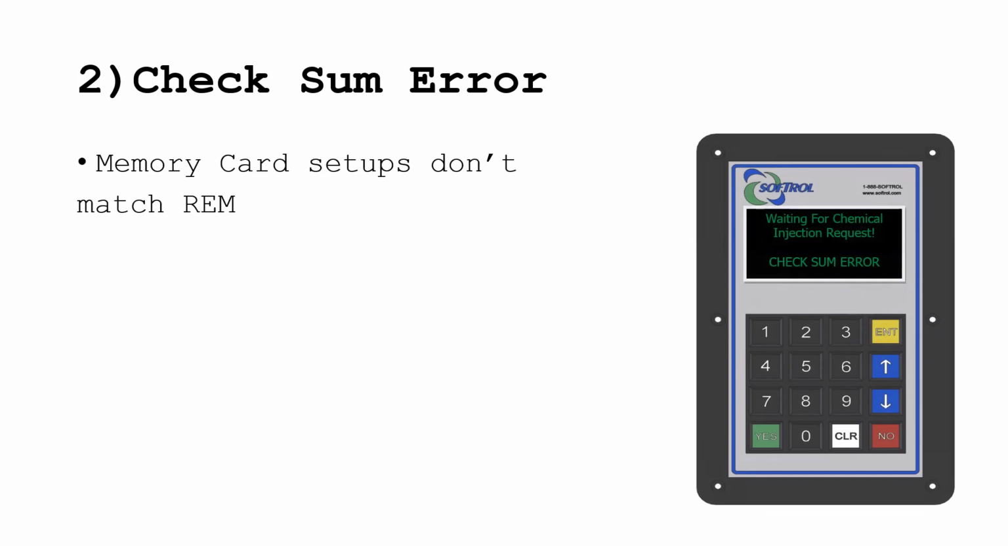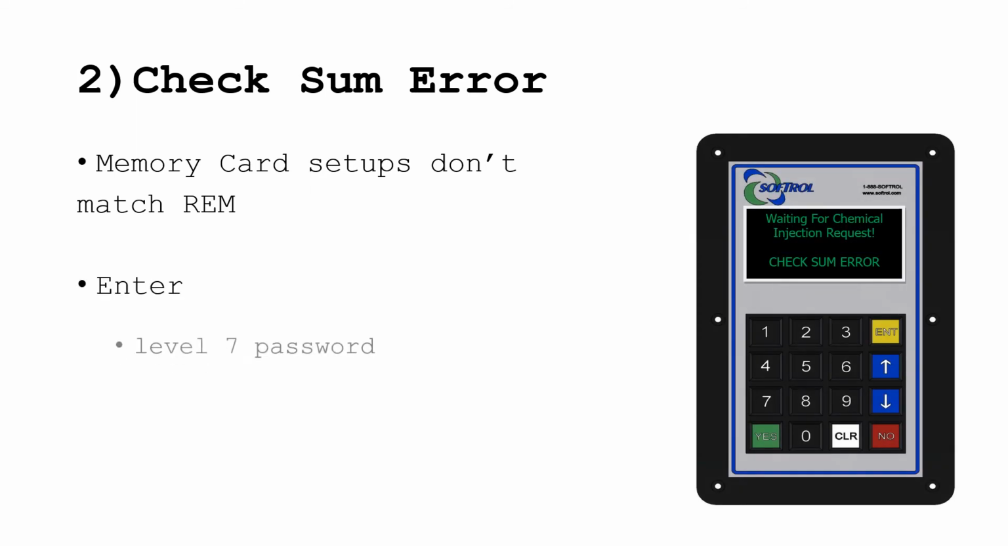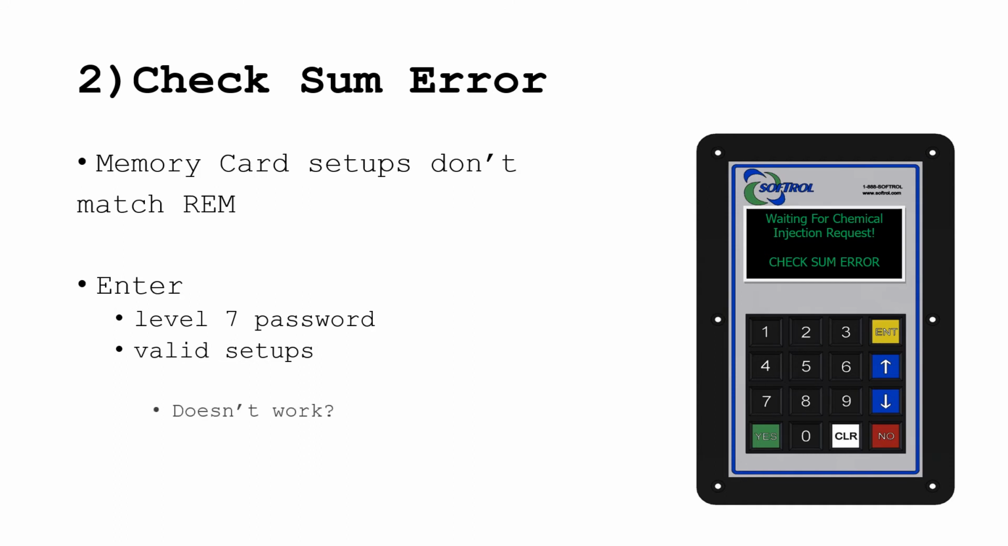2. Checksum error. When the setups on the memory card do not match the setups on the REM, the machine will show this error. Enter the level 7 password, and the valid setups. If this doesn't fix the problem, replace the memory card, or the REM K4, or both.